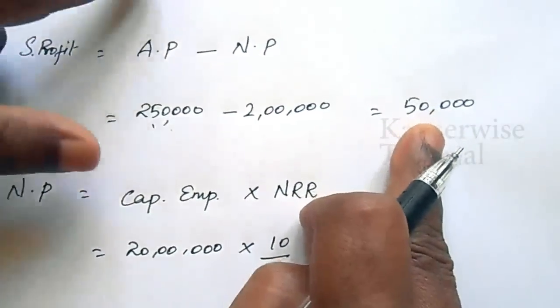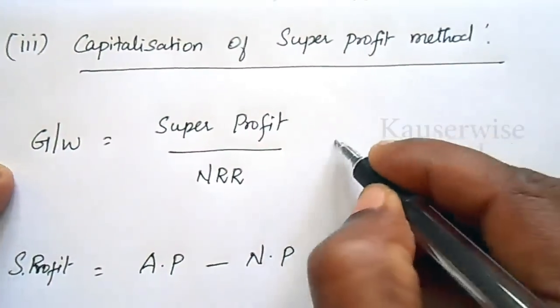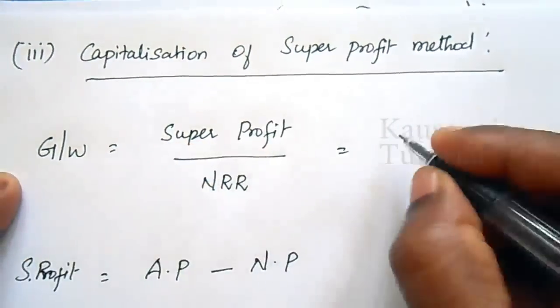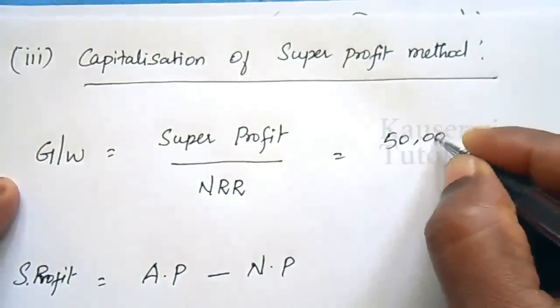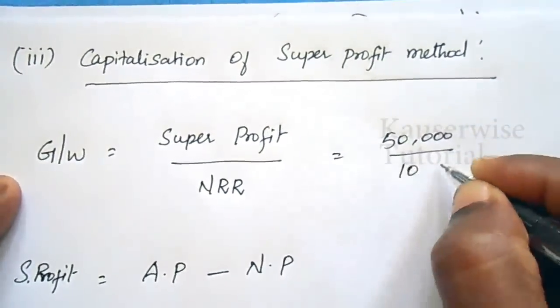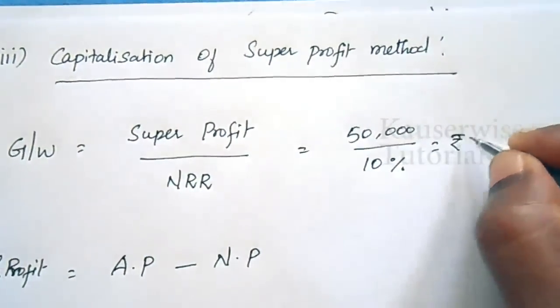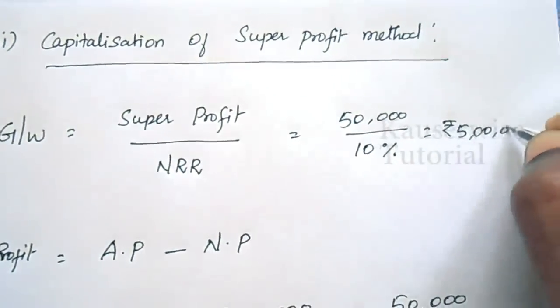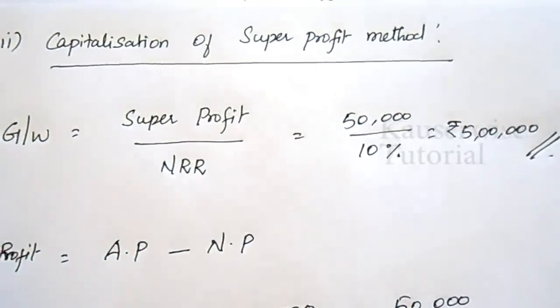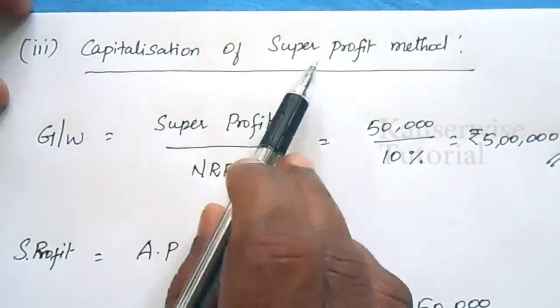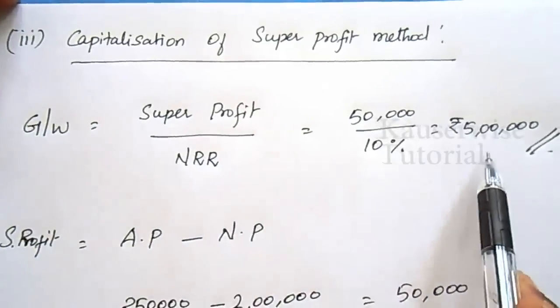Now you can apply the formula to find out the goodwill. So goodwill is equal to super profit, how much? 50,000 divided by NRR 10%. Answer: rupees 5 lakhs. So according to capitalization of super profit method, goodwill amount is 5 lakhs.